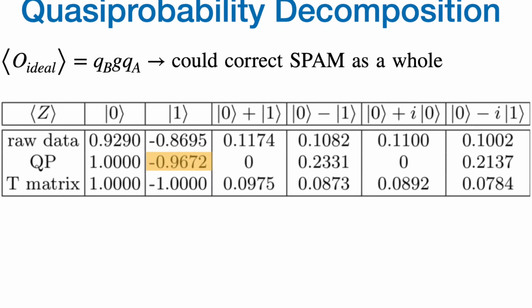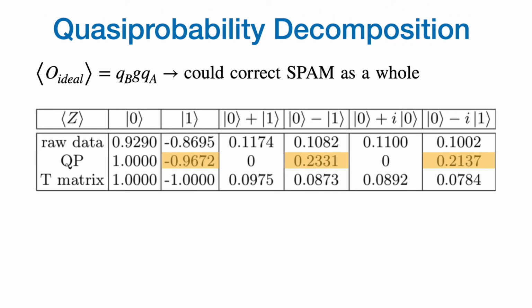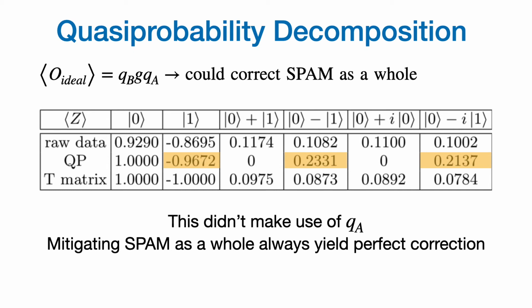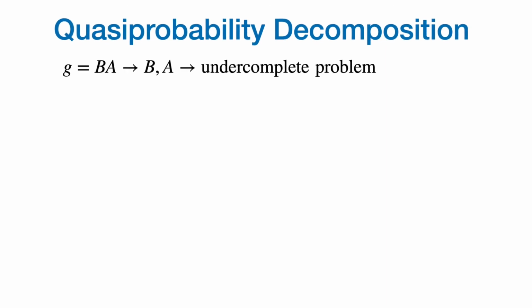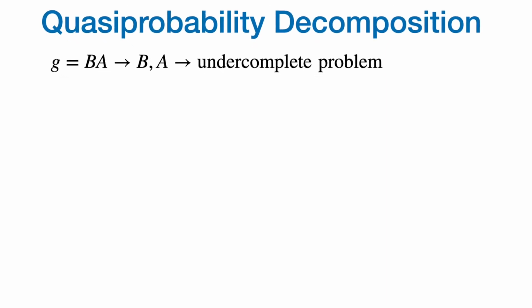Why did we fail in the earlier case? That is because we did not make use of QA. We just used QB. Actually, mitigating SPAM as a whole will always yield perfect correction. This can be seen from the math we derived. Okay, let's attack the tough problem.